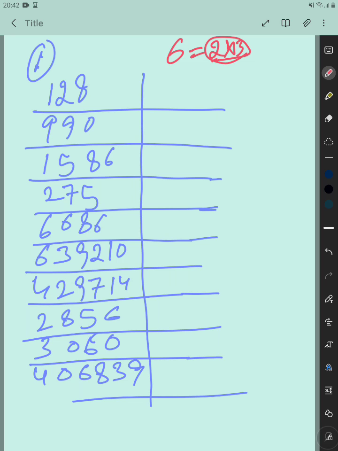So we'll take 2. This is an even number, so divisible by 2. And now we'll test for 3. For 3 it is failing, so it is not divisible by 6 either, so we'll write no. This is 0 here, so it is divisible by 2, and it is divisible by 3 also, because 9 plus 9 is 18, and 18 is divisible by 3, so it is divisible by 6 also, so it is yes. Next one is divisible by 2 because 6 is there. Now we'll try adding all the numbers and we'll see.